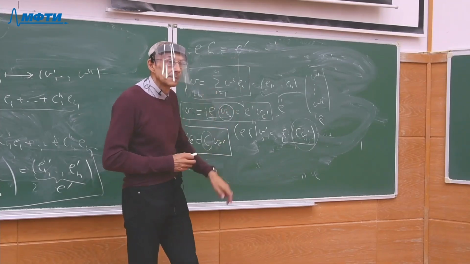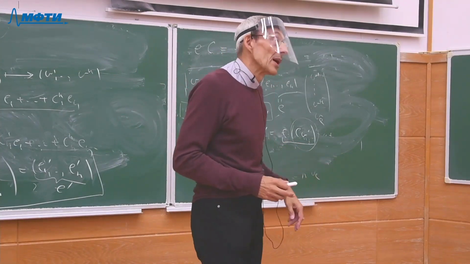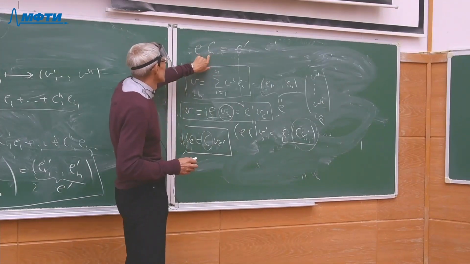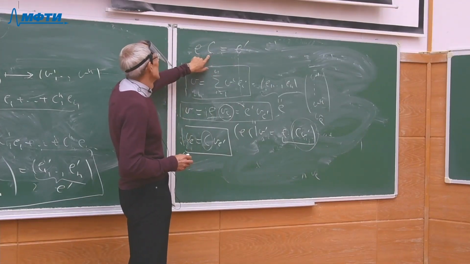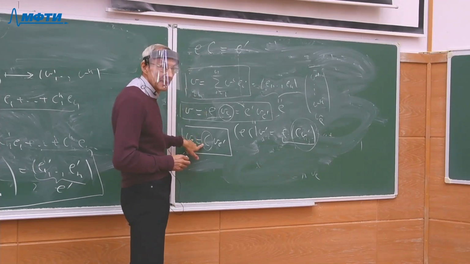And then the matrix will be the same, right? Exactly the same. But the action of this matrix is dual. This matrix acts on the right side and this one on the left side. Dual action.